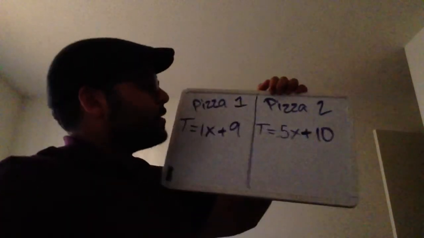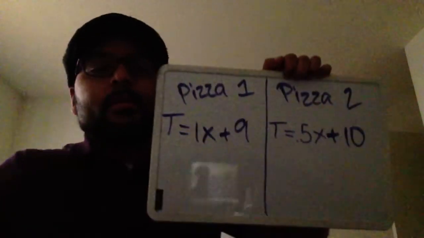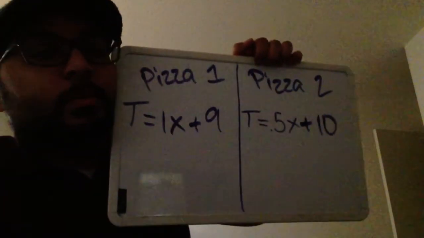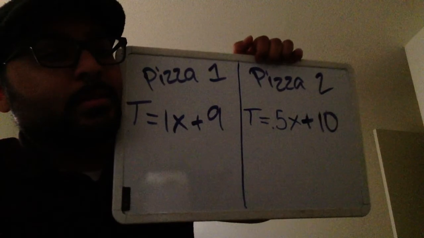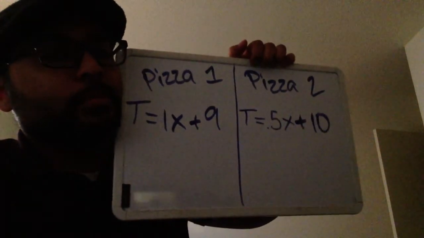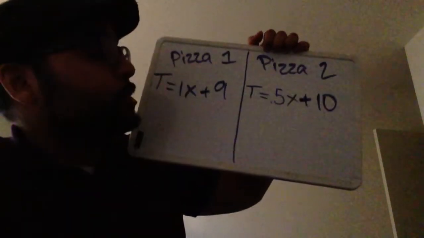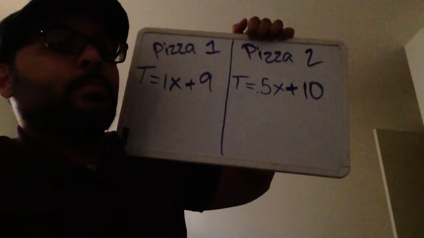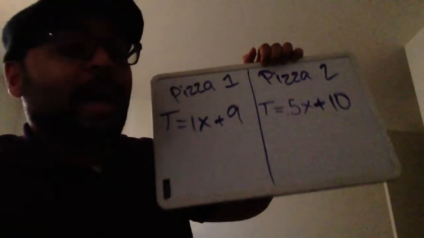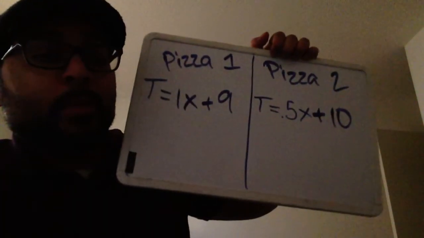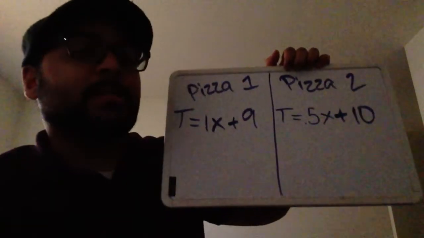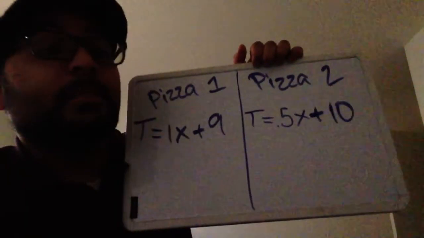Now, a lot of you are thinking, well, Pizza 1 is obviously the better deal. Their pizza is only $9. Okay, that's very, very true. Their pizza is $9, which is cheaper than $10. And if you wanted one topping, well, this pizza will come out to $10. This pizza will come out to $10.50.